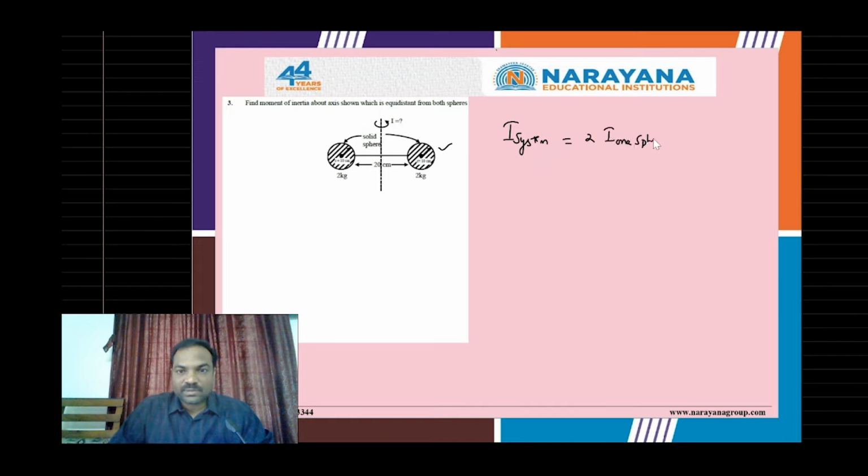So for the moment of inertia of one sphere, first, the moment of inertia about its axis passing through the center of mass. As it is a solid sphere, I center of mass is 2 by 5 m r square, plus now the parallel axis concept, because they are not asking about this axis. Hope you are able to see, not this axis, they are asking about this axis.